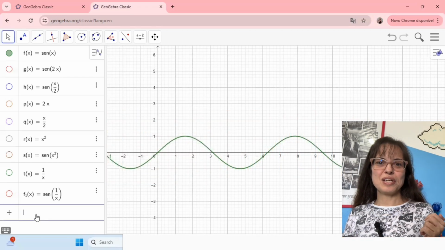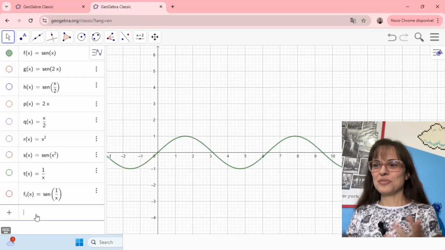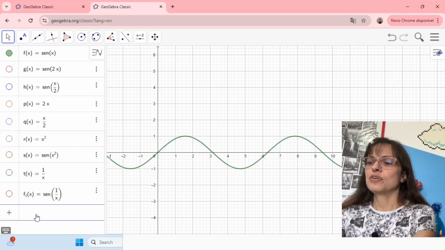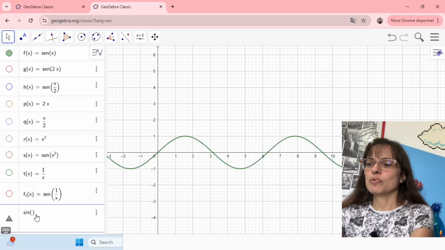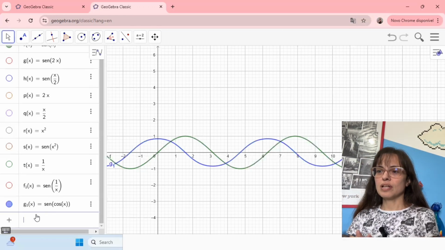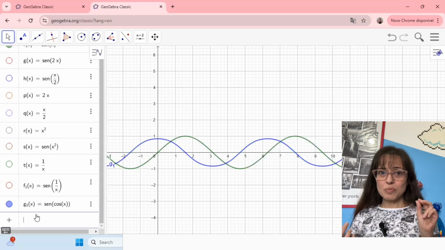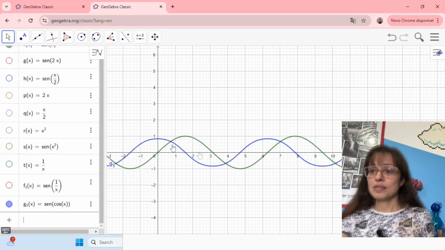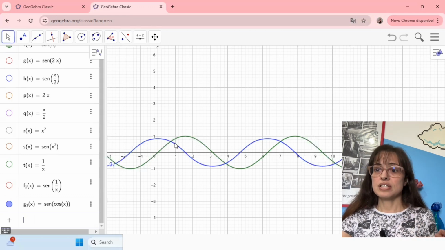Another interesting example that the most curious students sometimes ask about is what it looks like when we start doing composite functions algebraically, right? So for example, sine of cosine of x. What does that look like? Well, it looks periodic, but you see how it's differently periodic? It's more rounded on the top than the usual sine function is.